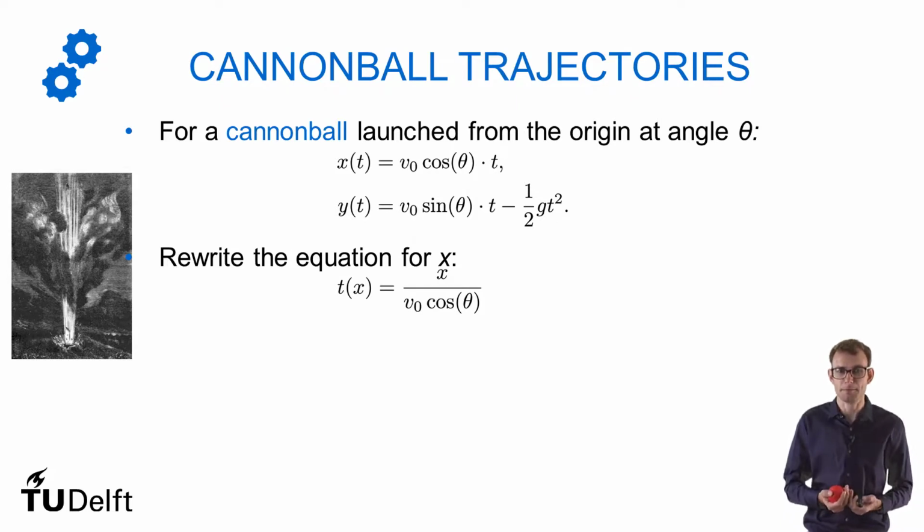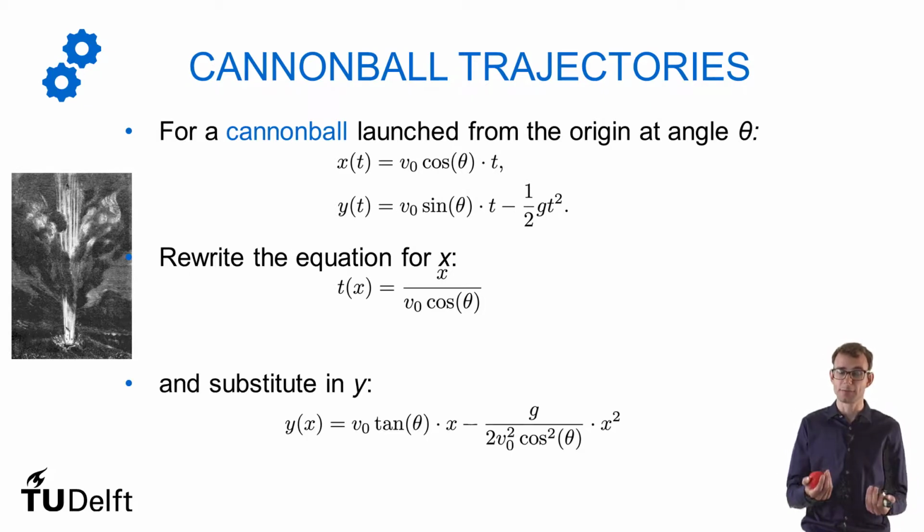The first term becomes very easy. It's simply the tangent of the angle times the x position. The second term is going to be some constant times the x position squared. So the trajectory of a cannonball or this ball or anything that you throw under some angle is going to be a parabola.